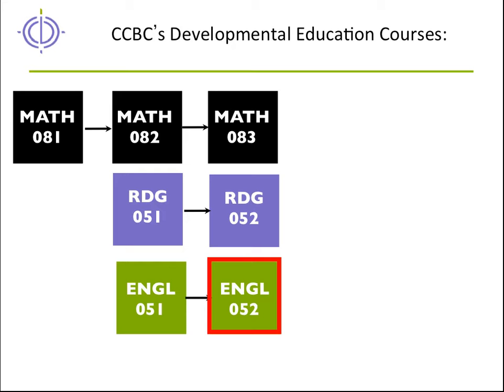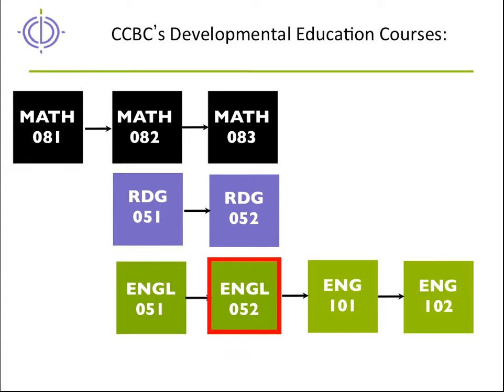Of the students placed in developmental writing, 90% of them are placed in the upper level course. Only about 10% are placed in English 051. And after students successfully complete English 052, they're required to take 2 credit level English courses, English 101 and 102.